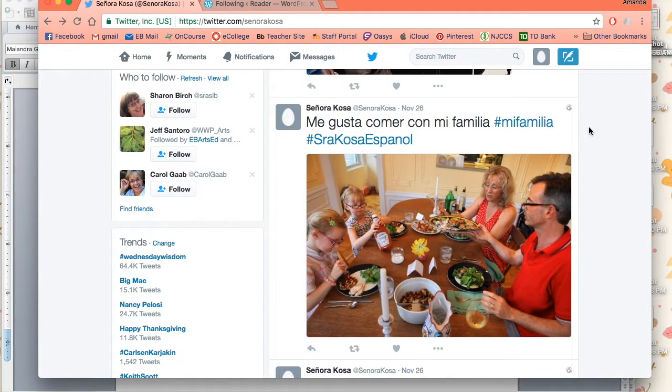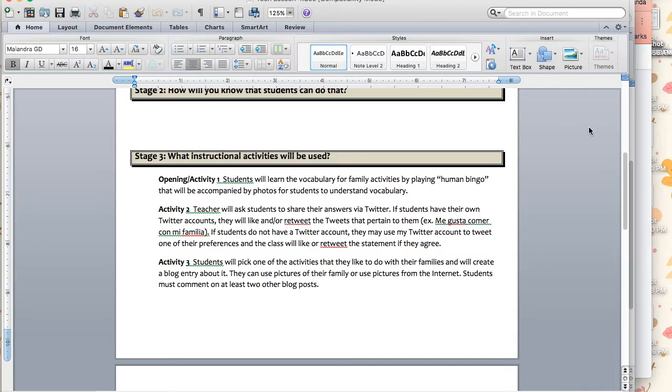And if they don't have a Twitter account on there, we would have had class accounts for this, or their personal ones, and they're able to go on a generic Spanish account and like or retweet these tweets to show how their family is with these kinds of activities.